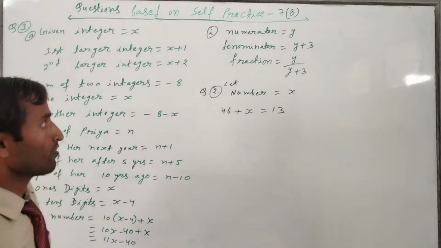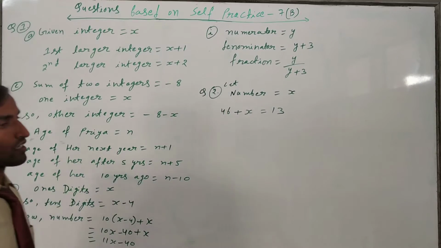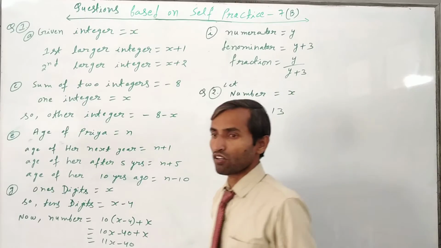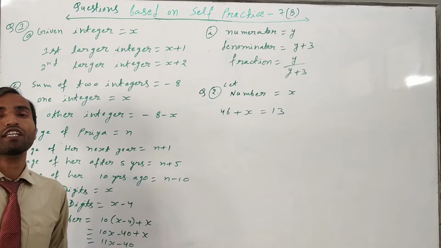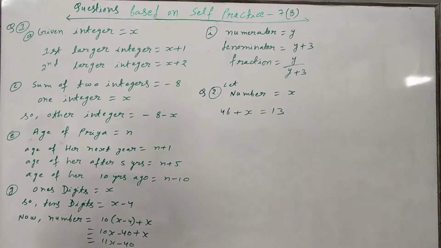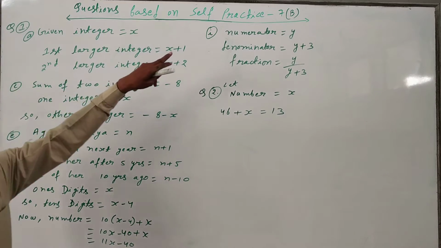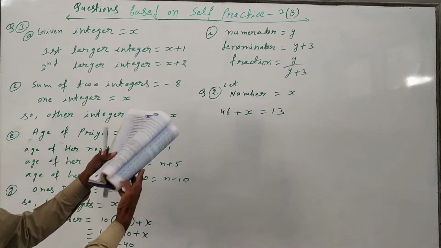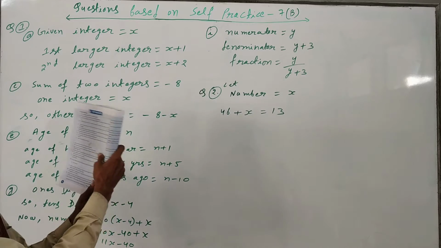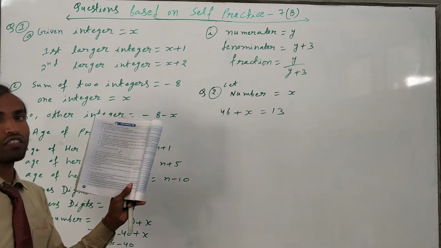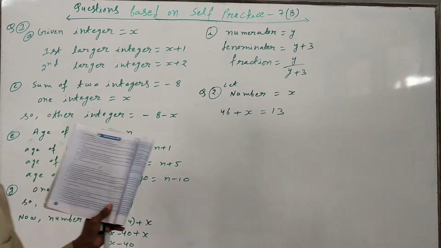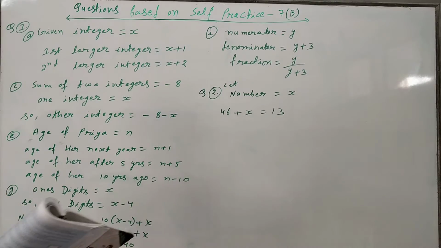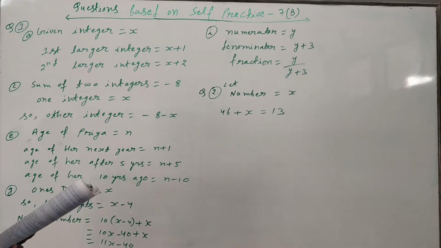In the previous session we went through Excel practice 7a, which was fully based on linear equations. In that exercise the equations were given, but now Excel practice 7b is fully word problems. We first have to read the question, make the linear equation, and then solve it. First you have to understand the question, read it, and then solve it.